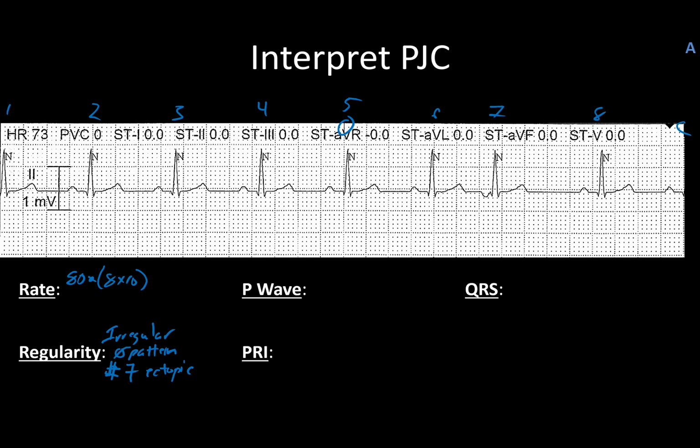So what do we know about the P waves? So for our native, I've got upright, uniform, and they are regular. I've got 1 P for every QRS. For my ectopic, I have an inverted P wave.